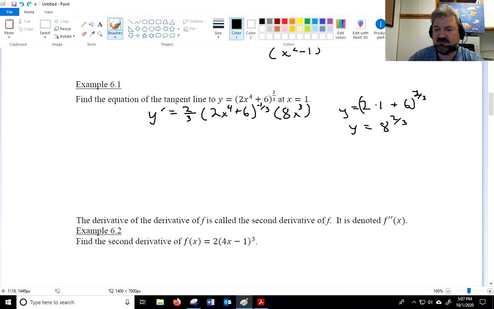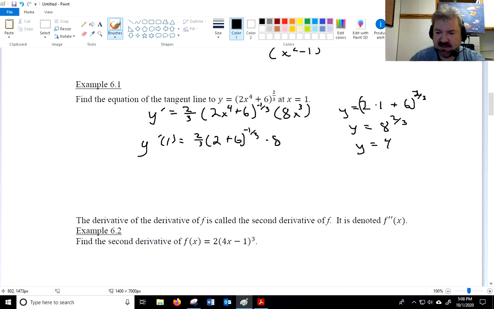I don't want to take the cube root of 64. Let's take the cube root of 8. That's 2. And what's 2 squared? 4. So it's y equals 4. So we now know the point. Next, we need the slope of the tangent line. We got the point of tangency is (1, 4). We need the slope of the tangent. So we'll do y prime of 1. That's 2/3 times 2 times 1 to the 4th, which is just 2 times 1 is 2.